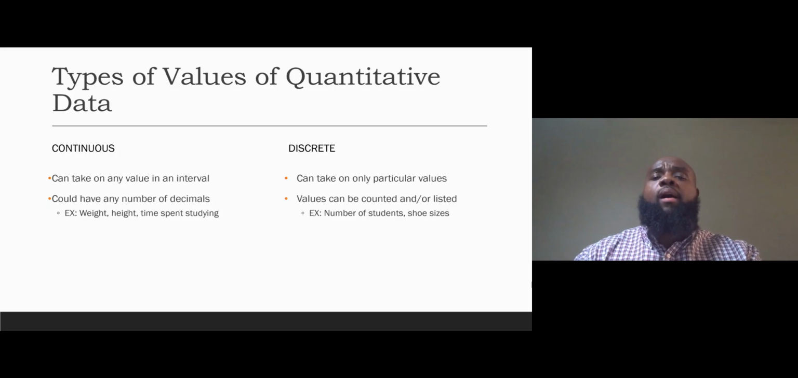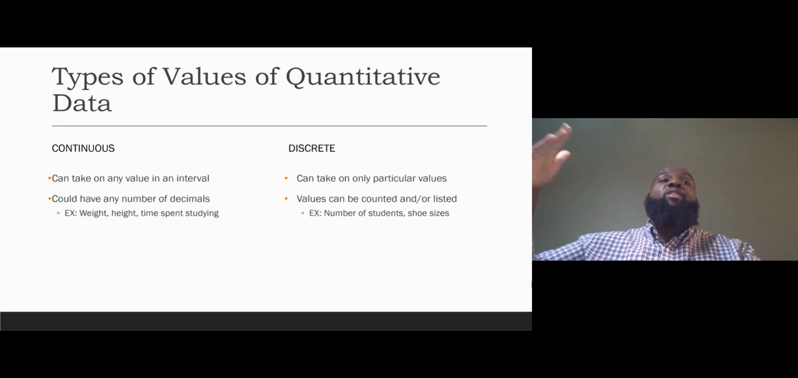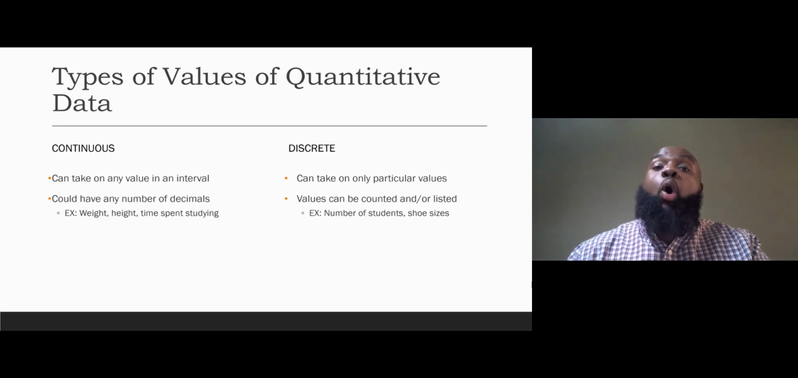An example of a discrete quantitative variable is the number of students in a classroom. You're not going to have 3.5734836 students in your classroom ever. You're going to have 3 or 4 or 5 or 6, more like 20 or 25, and so on and so forth, those whole numbers.